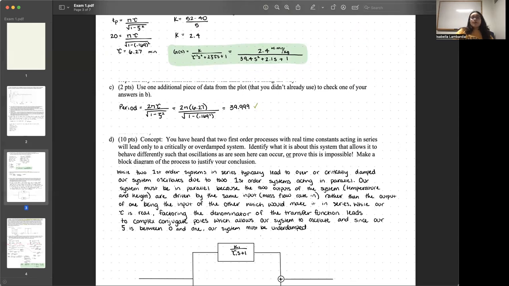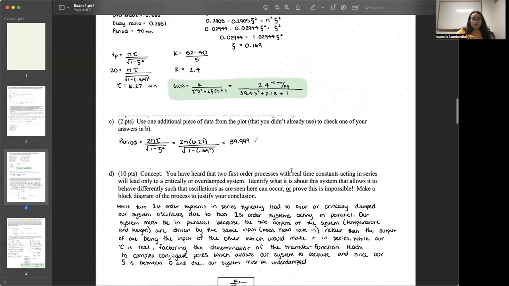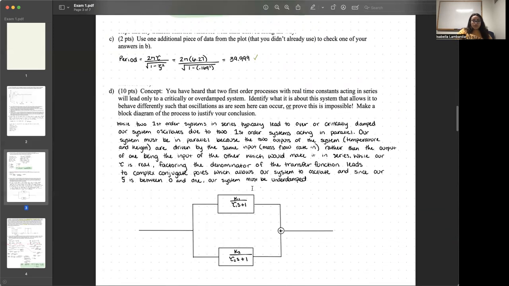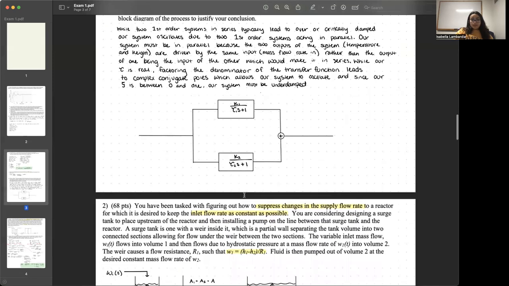So we can see that whenever we do factor out the denominator, we end up with complex conjugate poles. And that's what allows our system to oscillate. And we did calculate zeta, our damping coefficient, and by definition, if zeta is between 0 and 1, it is an underdamped system, and we got a zeta of 0.169, so we know our system must be underdamped. So here's my block diagram. One of these transfer functions would be from the mass balance and the other from the energy balance.